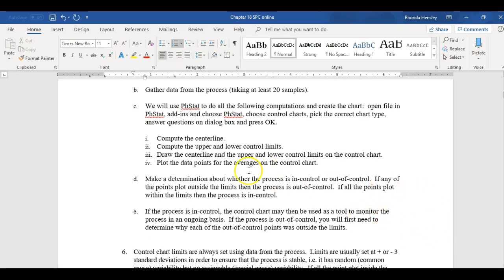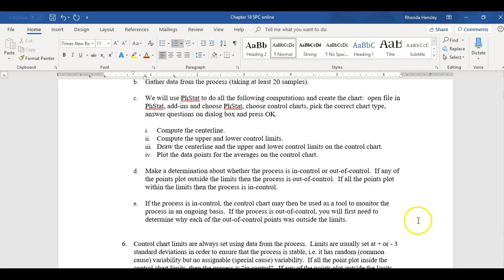Once you've got everything plotted, you look at your chart and make a determination about whether this process is in control or out of control. If you see a single point outside your upper or lower control limit, it's out of control and you've got to fix it before you can use it. So once you have a process that is in control, meaning everything plots inside, you can begin to use this in phase 2 to monitor your process on an ongoing basis.